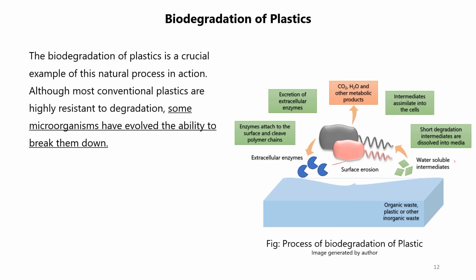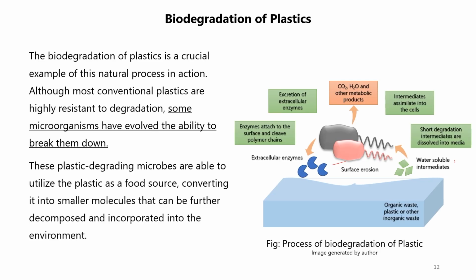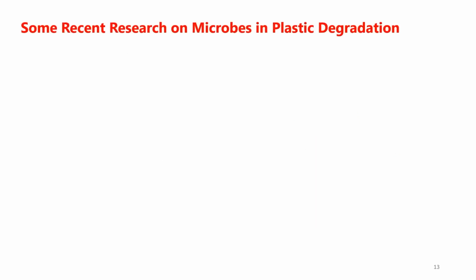So, these intermediates may assimilate into the cell, or there are certain short degradation intermediates which are dissolved into the media. The plastic degrading microbes are able to therefore utilize the plastic as a food source, converting it into smaller molecules that can be further decomposed and incorporated into the environment.